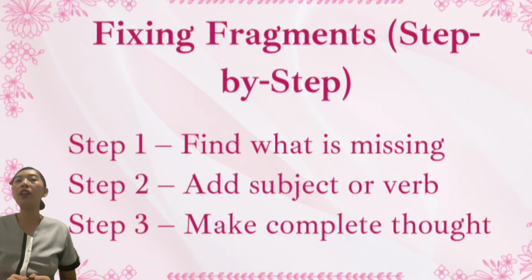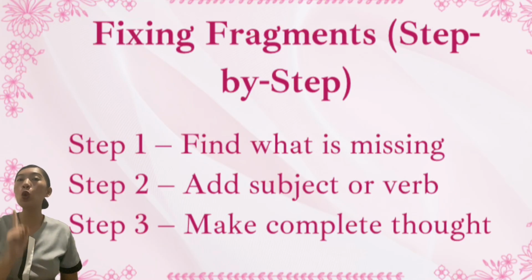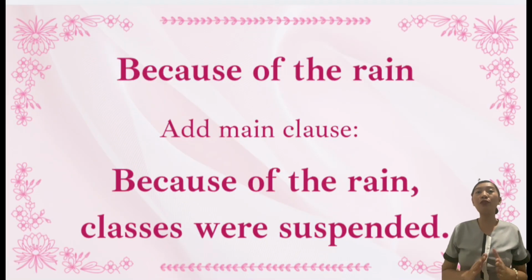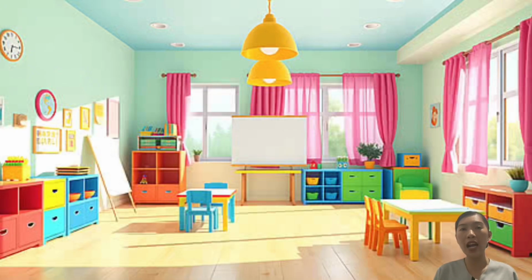So when correcting fragments, you need to follow these steps. Step 1, find what is missing. Step 2, add a subject or verb. Step 3, make it complete. Now, let us try to fix it together. Because of the rain. You need to add a main clause. Because of the rain, classes were suspended. Now, it is a complete thought, right? You understand it better. Now, let us try and practice.